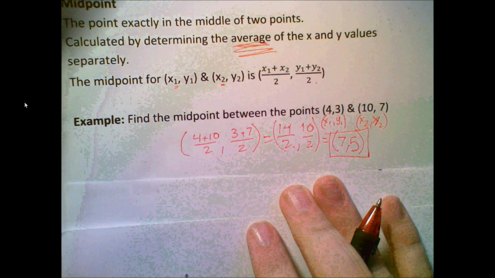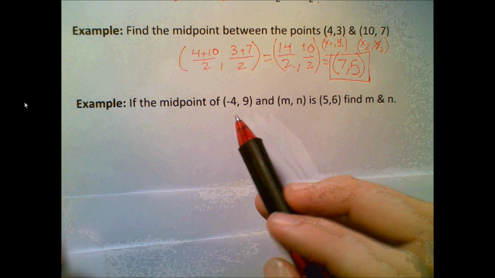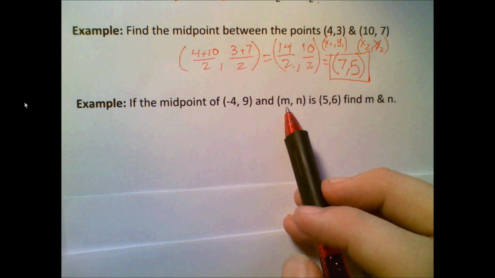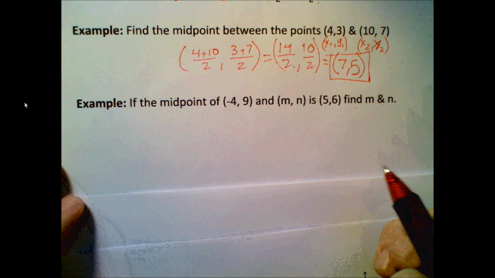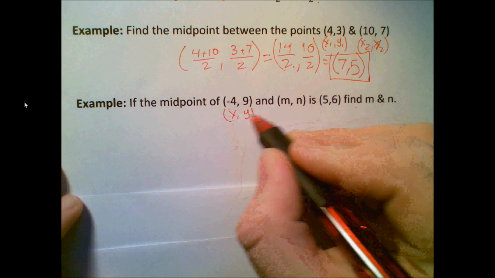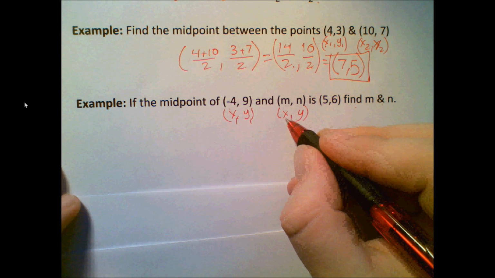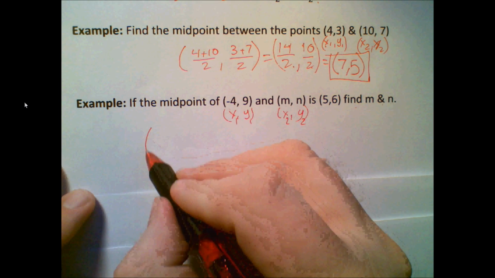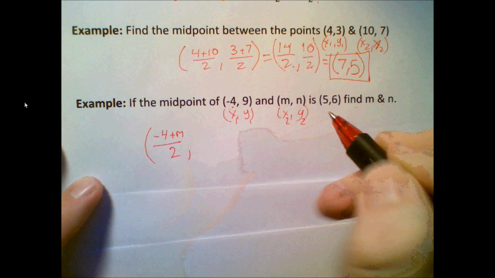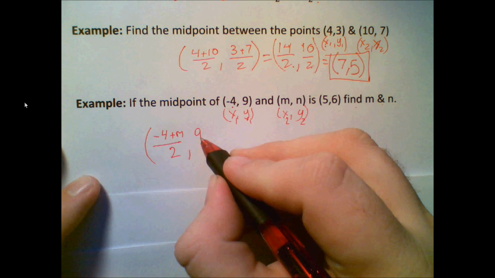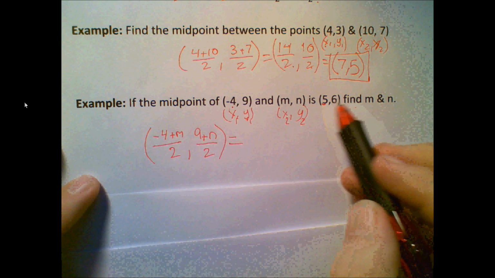Now, let's take a look at a slightly different problem, but you're going to use the same concept. If the midpoint of the points (-4, 9) and this other point (m, n) is (5, 6), find the values of m and n. So, this is our x and y, the first value and the second value. Put those little 1s here, and these 2s here. Now, we're going to add the x values. So you get -4 plus m divided by 2, and then we take our y values, 9 plus n divided by 2. Now, I know the midpoint is (5, 6).